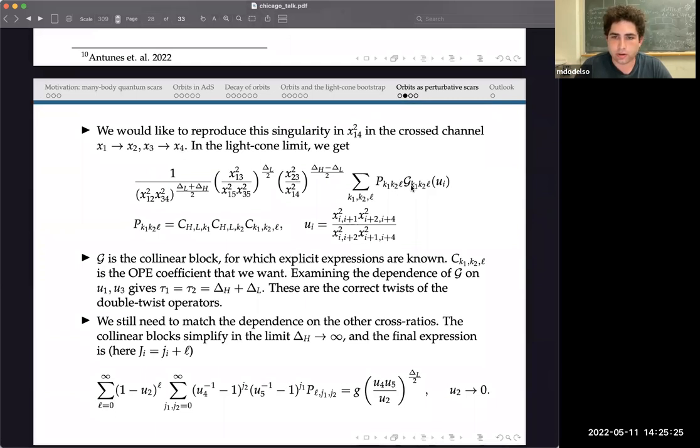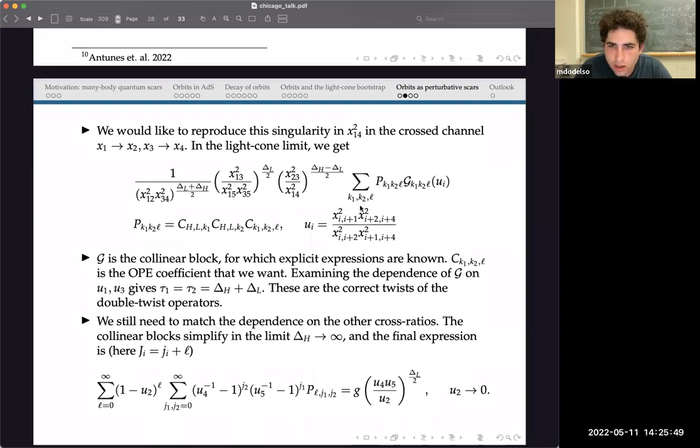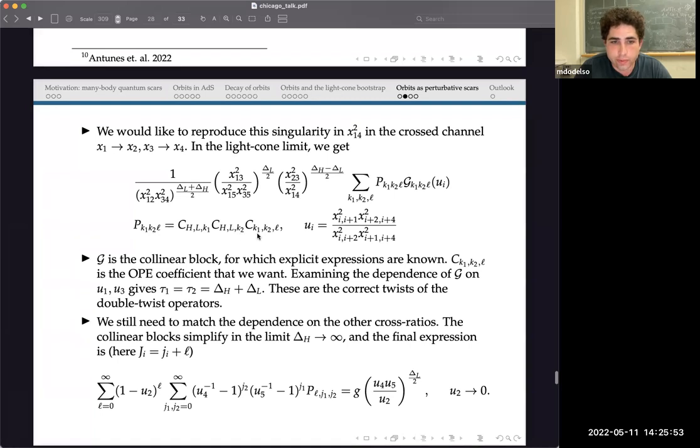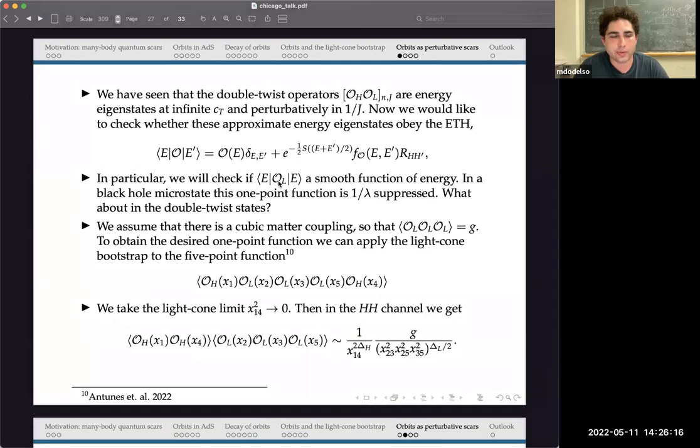Here, G is called the collinear blocks. It depends on K1 and K2, which label the 2 operators in the 2 OPE channels, and then another spin variable which parameterizes the 3-point function of operators with non-zero spin. So it's pretty complicated. This P_KL is a product of 3 3-point functions: a heavy-light K1 3-point function, a heavy-light K2 3-point function, and then the thing that we want, which is the 3-point function of O_L with the 2 intermediate channel states. So that's the thing that we want, namely the expectation value of O_L in the double twist states.